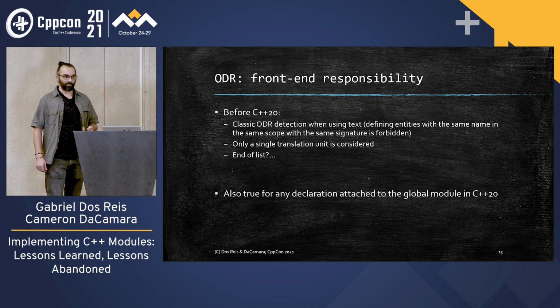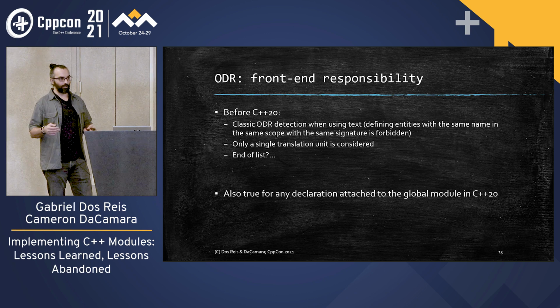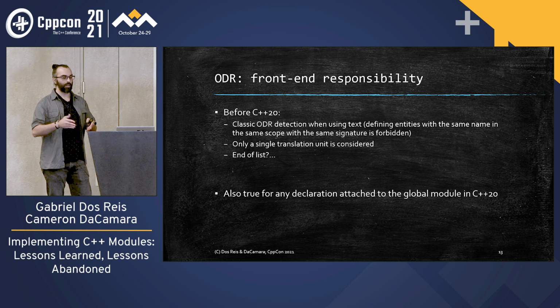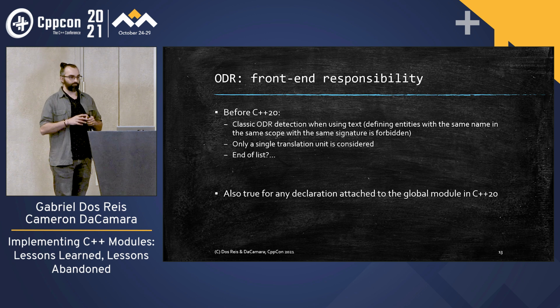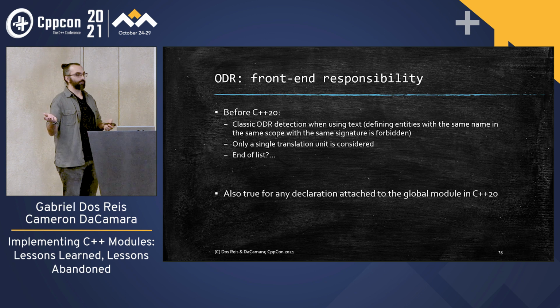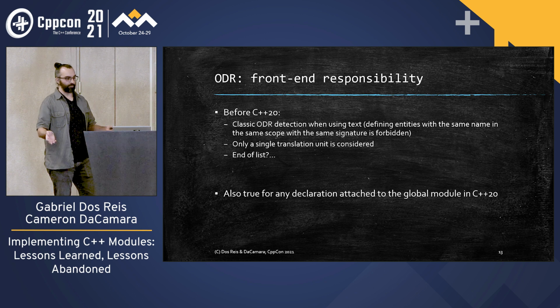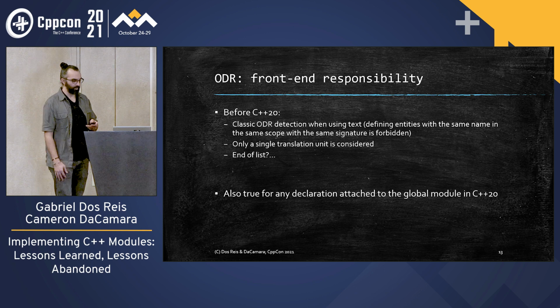So before C++20, we had the classic ODR check. The standard says you have to compare names in their scopes and their signatures if they're functions. And if there are two definitions of that same function, for example, then you issue an ODR violation. And the compiler front end gets a very narrow view of the program in that respect. It gets one translation unit to get that right. And that's kind of the end of the list. That's all you can do before C++20. By the way, after C++20, the same is still true. This check still applies to anything that comes from the global module, which we'll talk a little bit more about later.